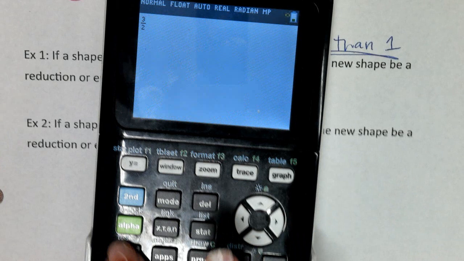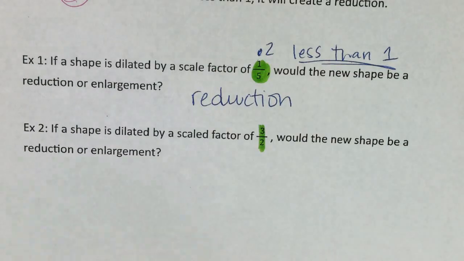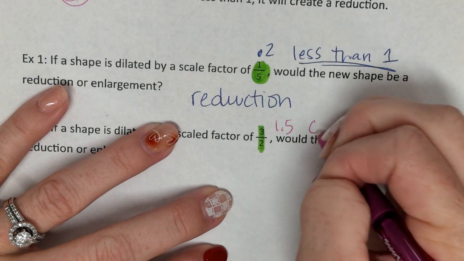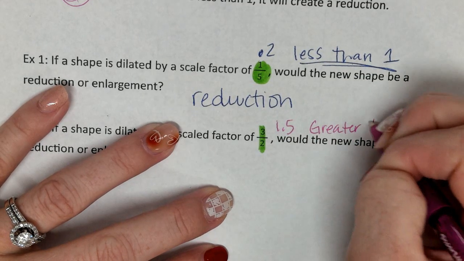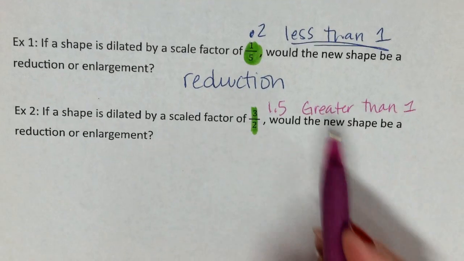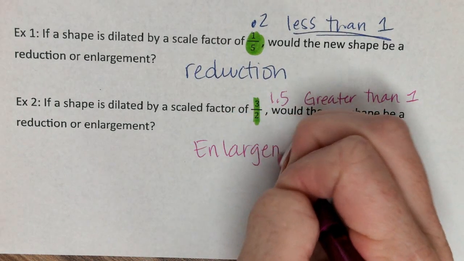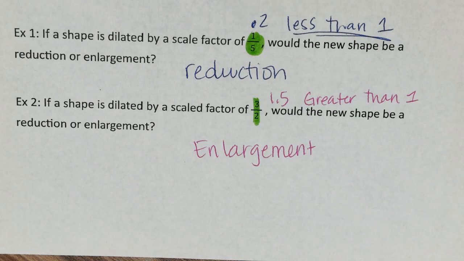3/2, math, decimal, enter. Is that greater than 1 or less than 1? So write that down. 3/2 is 1.5, which is greater than 1. Every single person should be writing this down. Since it's greater than 1, the answer is enlargement. You're going to have questions like that today. You're going to have to tell if it's a reduction or an enlargement. All you have to do is ask yourself, is it greater than 1 or less than 1?